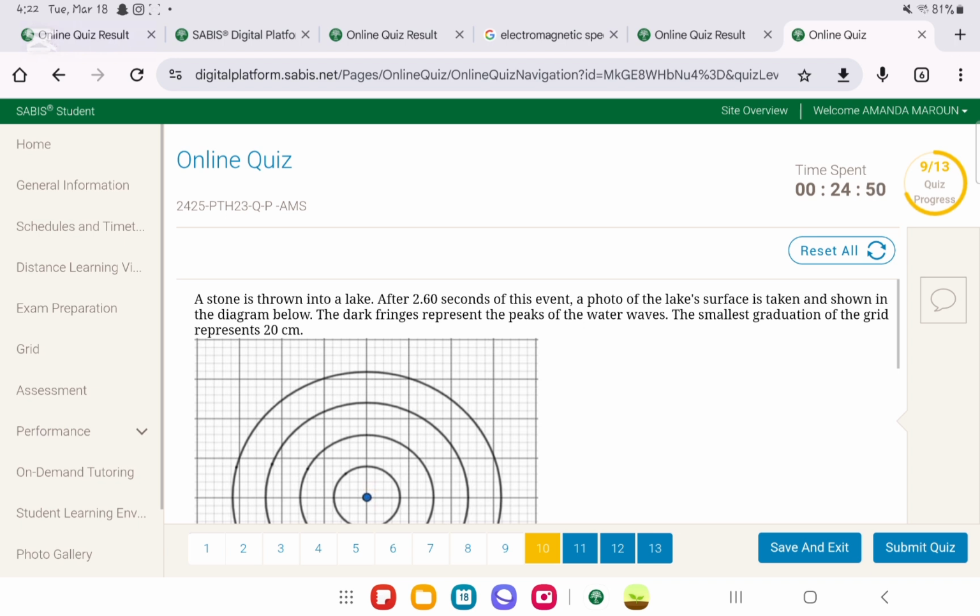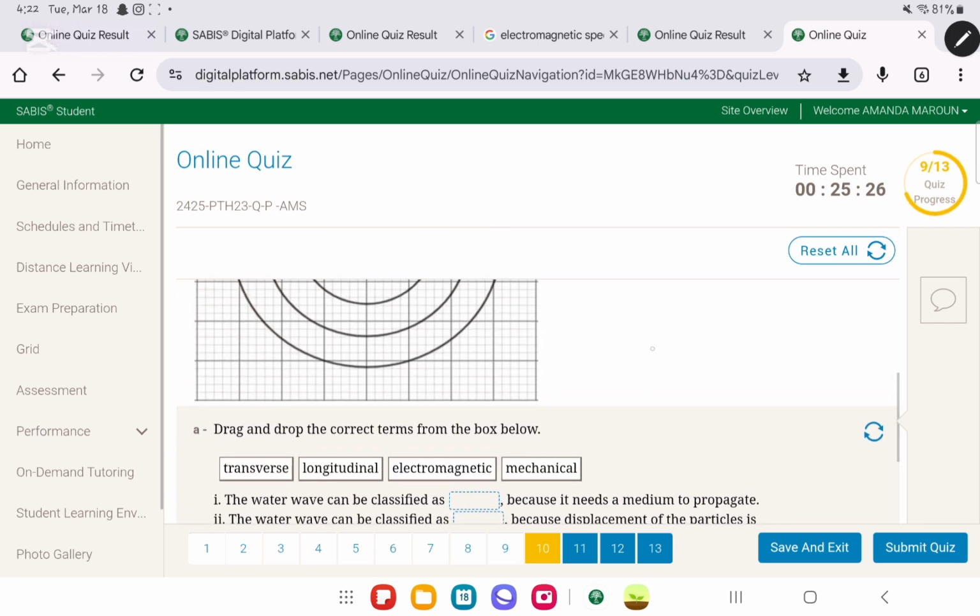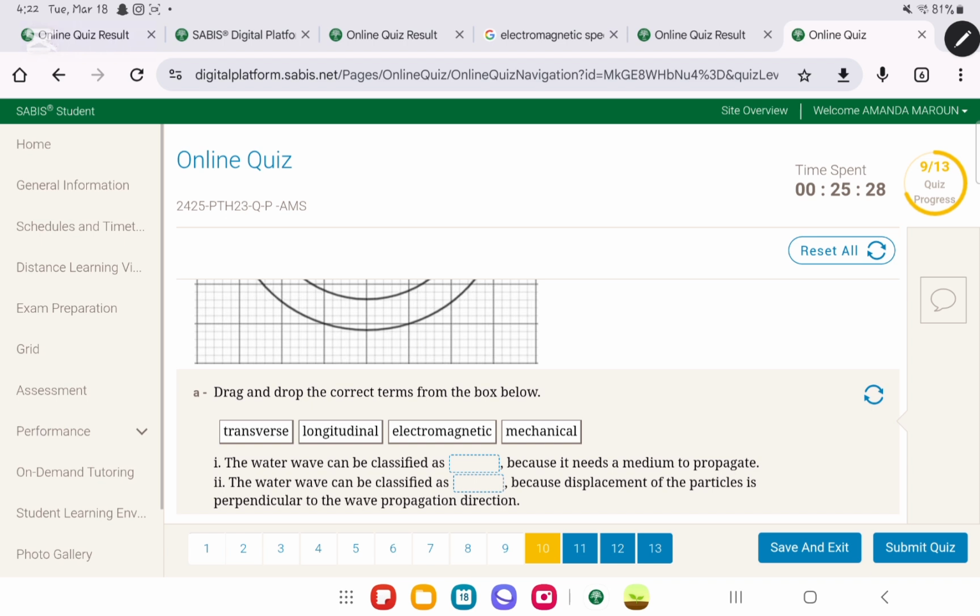Now here, a stone is thrown into a lake. After 2.6 seconds of this event, a photo of the lake surface is taken and shown in the diagram below. The dark fringes represent the peaks of the water waves. The smallest graduation of the grid represents 20 centimeters. So the smallest graduation, meaning 1 square, is 20 centimeters. Okay? And they told us that after 2.6 seconds, meaning from the center to the final crest, it took 2.6 seconds.